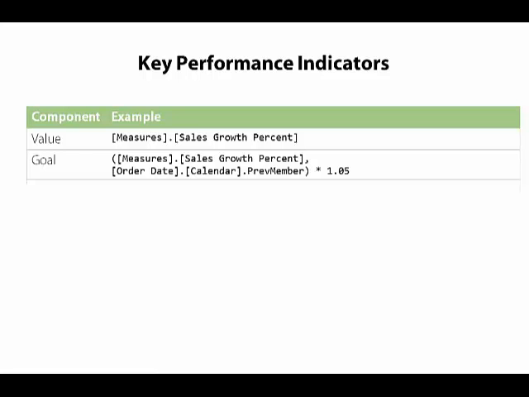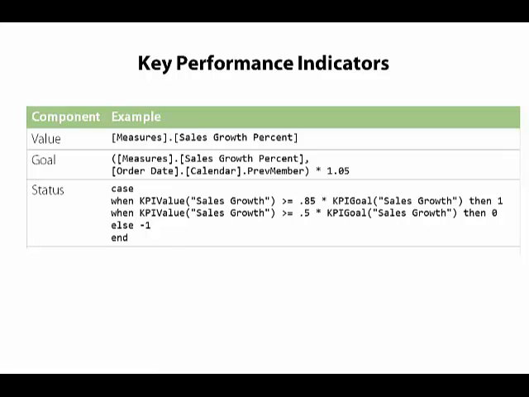Then we have the goal, which is the target that we're aiming for. This could be an expression or a fixed value. In this case, our goal is to have the sales growth 5% higher than the previous period. We create a tuple to retrieve the sales growth percent for the previous time period and multiply it by 1.05 to get the target value.